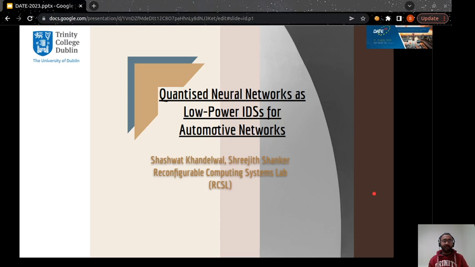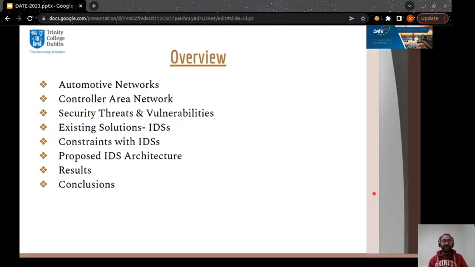This work was done by me and Dr. Srijit Shankar. In this presentation, we will first talk about automotive networks. We then look at what is controller area network and what are its vulnerabilities. We will then see what the existing solutions as intrusion detection systems for these vulnerabilities are.